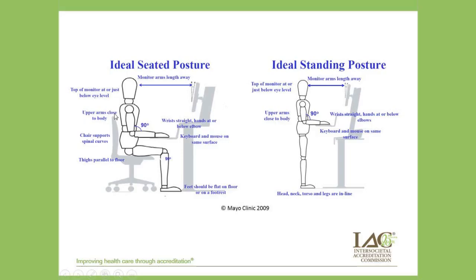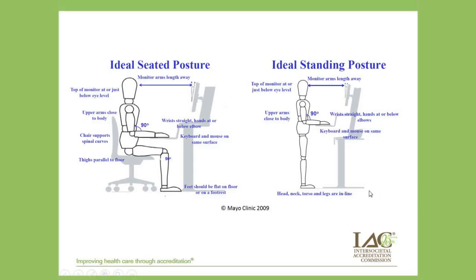You want your upper arms as close to the body as possible. And that's where, when you get to be a right-handed scanner and you're scanning cardiac, that can actually be a problem because we're often stretched way out over these patients. The wrists should be straight with the hands at or below the elbow, if at all possible. If you are using a chair, make sure it's a chair that's got good spinal support. Try and get your thighs parallel to the floor, and your feet should be flat on the floor or on a footrest. And you'll find most of the machines nowadays do have a footrest. I use it all the time.